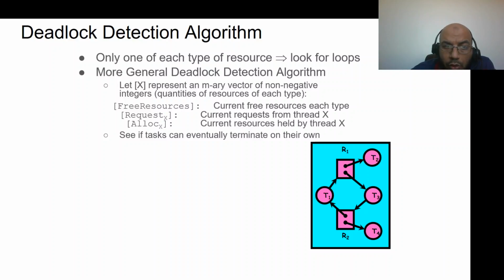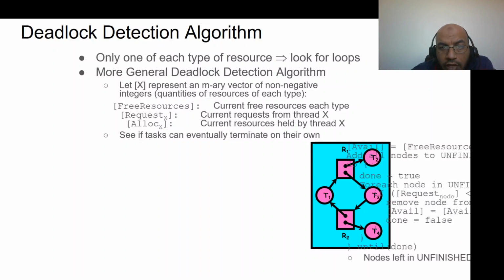Okay, this is a more general deadlock detection algorithm where you have a representation of all your free resources, a representation of all the requests in your system, and a representation of all the allocations in the system, all as vectors.